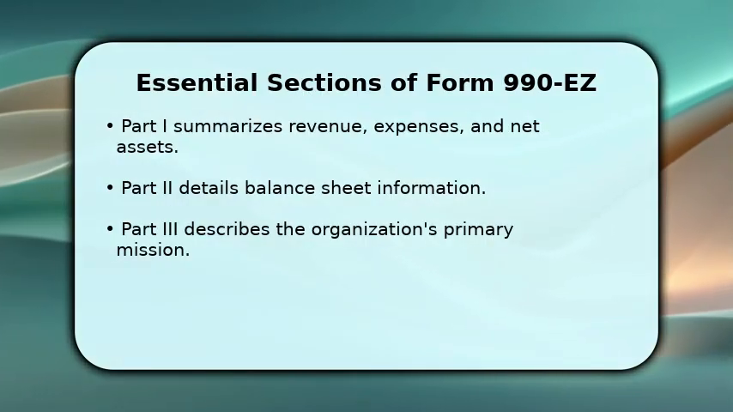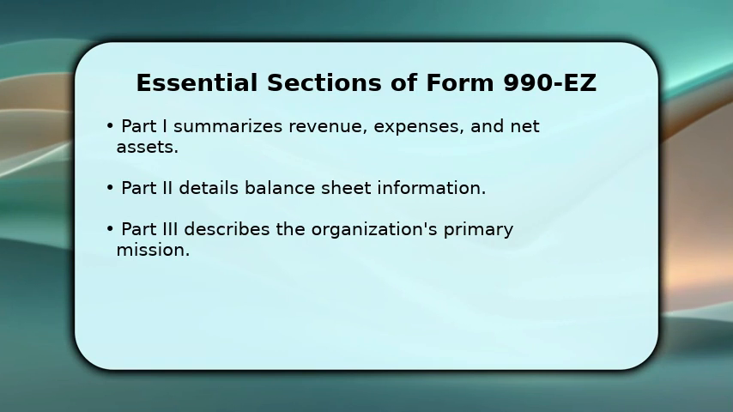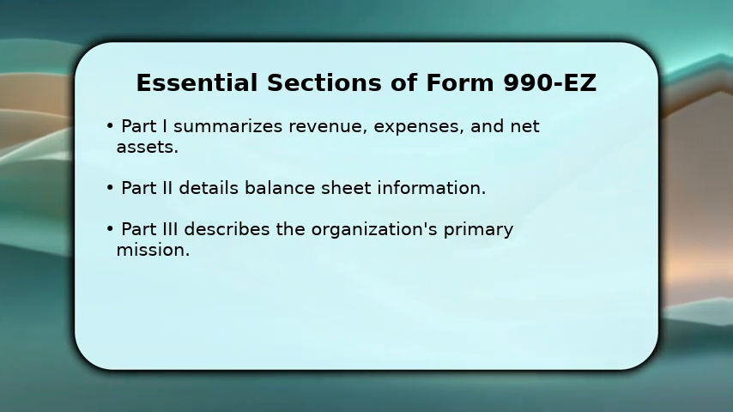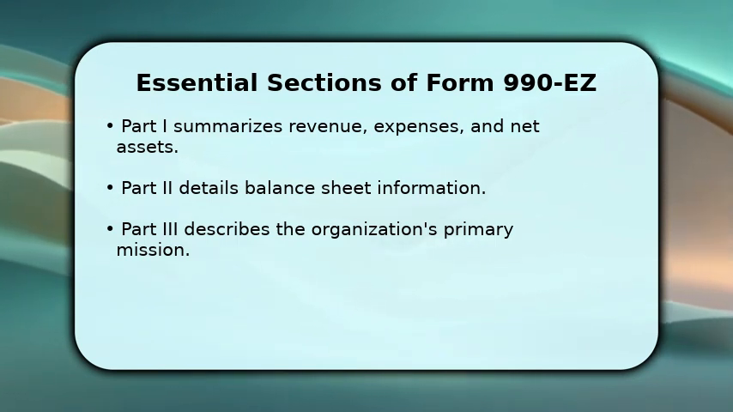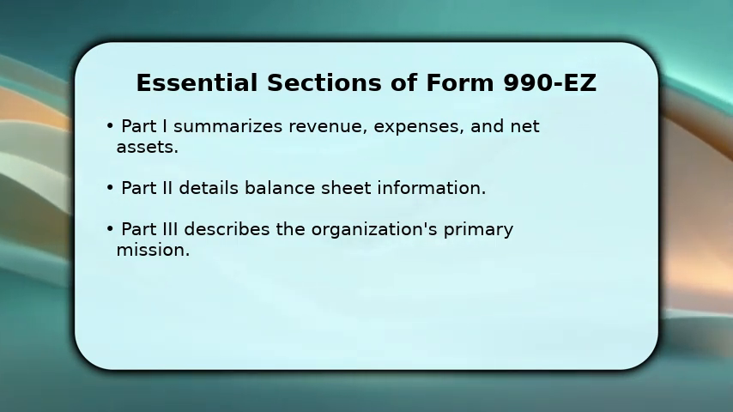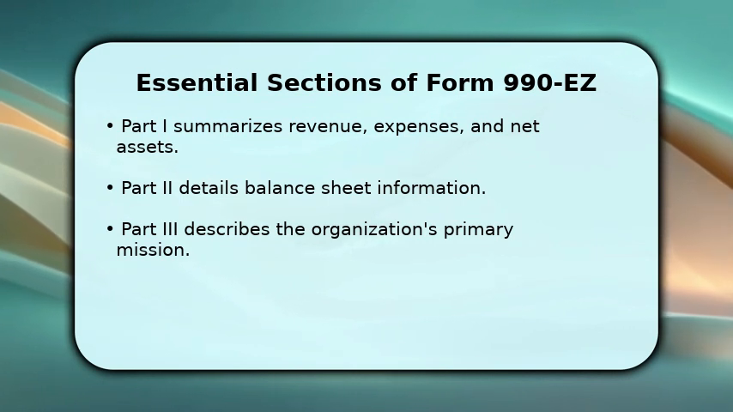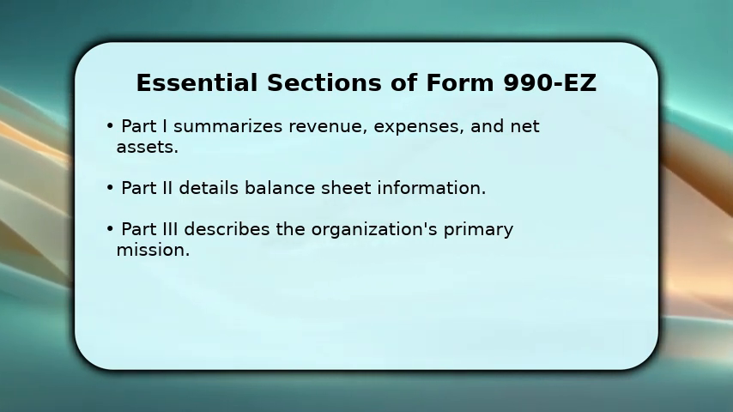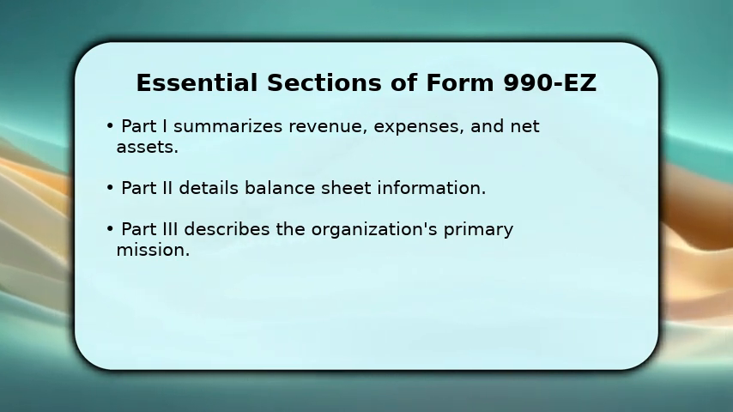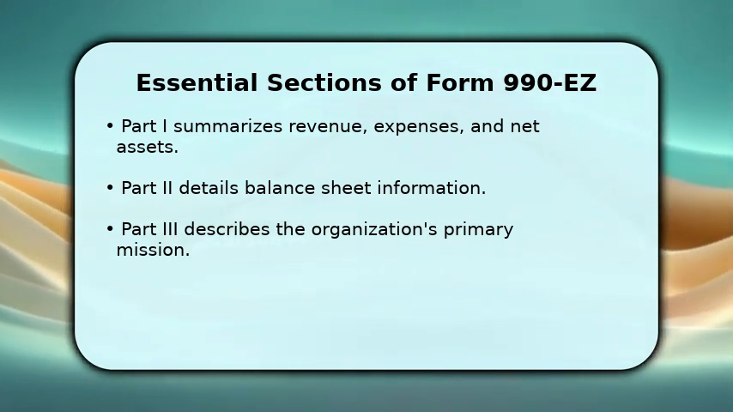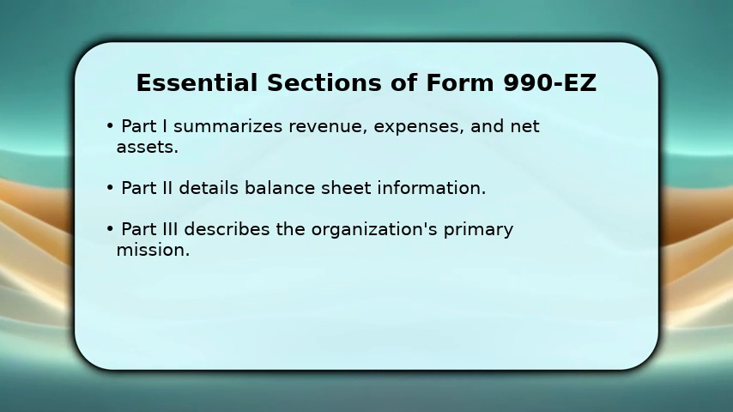Next, let's look at the key sections. Part I requires a summary of your organization's revenue, expenses, and changes in net assets. This gives the IRS a quick financial overview. Part II focuses on your balance sheet, reporting assets and liabilities at the end of the tax year. Finally, Part III is where you describe your organization's significant activities and mission.